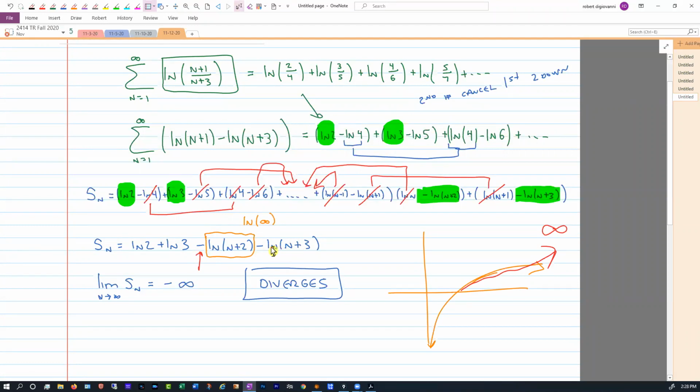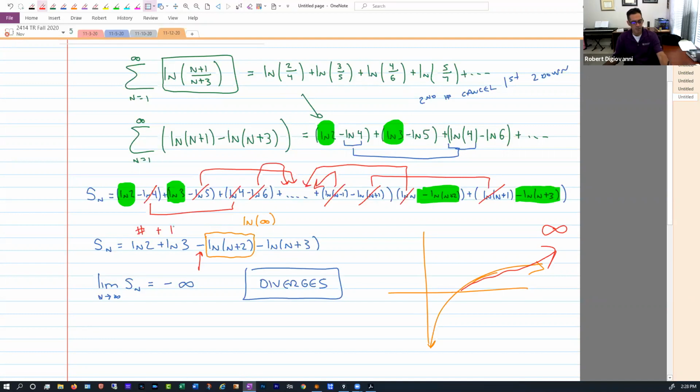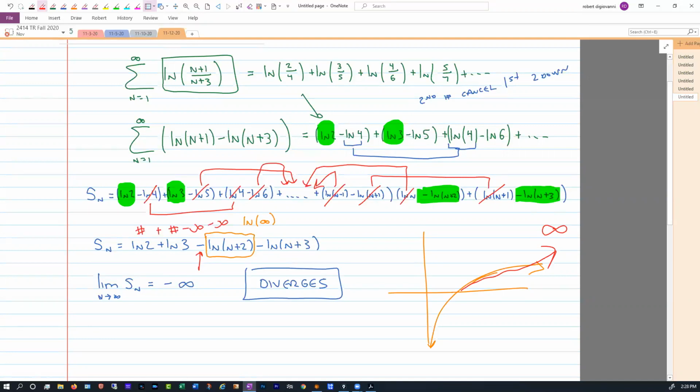So what about the ln 2 and 3? Oh, that's just a number, right? Those are numbers. So yeah, infinity minus infinity. I'm sorry, I understand.